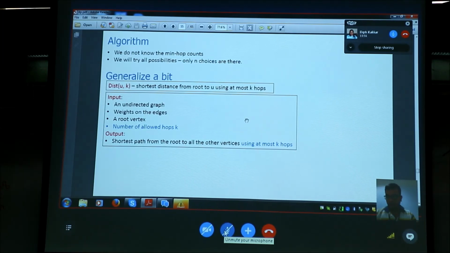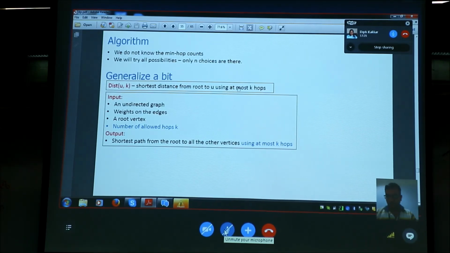We are going to say that distance of u,k, I'm going to define this quantity. It is the shortest distance from root to u using at most k hops. Okay? It is similar to the shortest path problem. I want to find the shortest path to u, but here I allow you only k hops. Now what can you do? If I allow you any number of hops, then you will get the actual shortest path. These shortest paths will be somewhat longer than that, because I am restricting you.